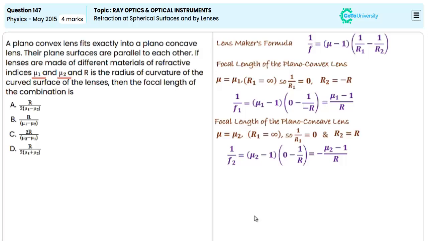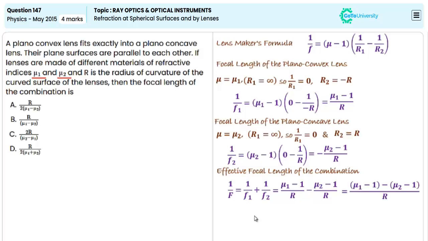The effective focal length f of two lenses in contact is given by 1 by f is equal to 1 by f1 plus 1 by f2. Now we have the 1 by f1 and 1 by f2 values, and substituting these values into the equation, we get 1 by f is equal to (mu1 minus mu2) by r.